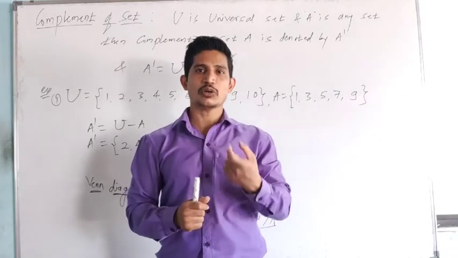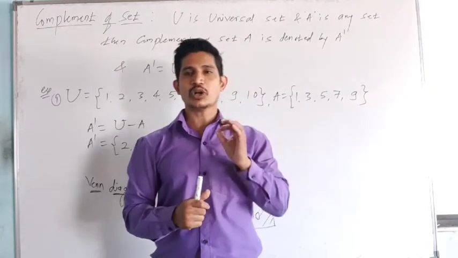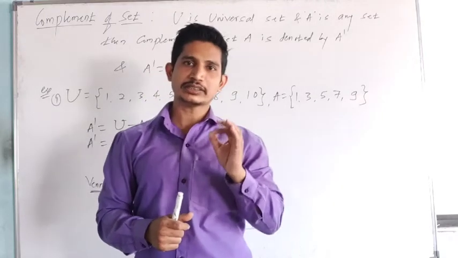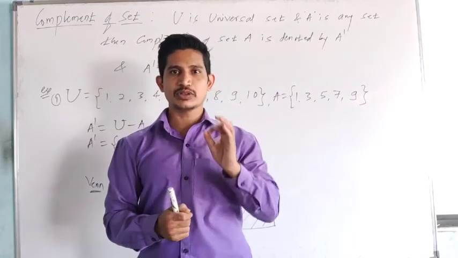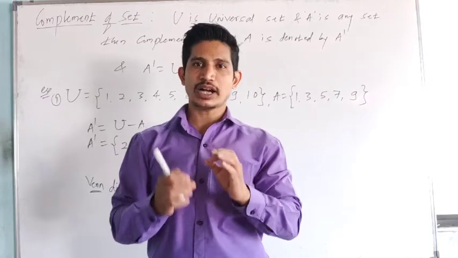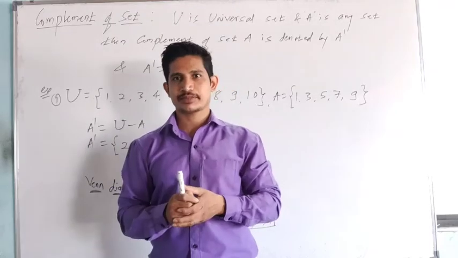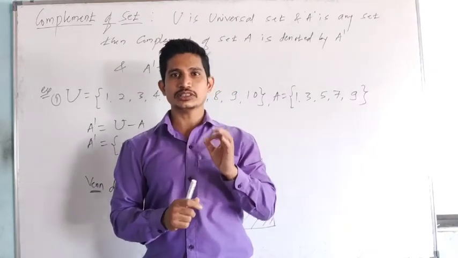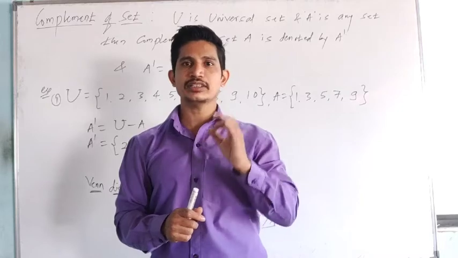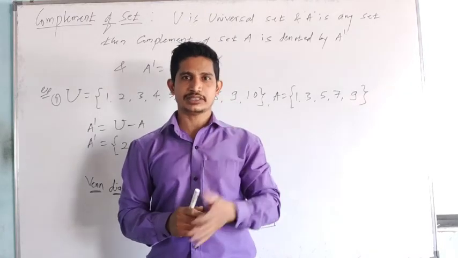It is called the complement of a set. For the complement of a set, the universal set is compulsory. If the universal set is not there, you can't write the complement of a set. So the universal set should be there to write the complement of a set.